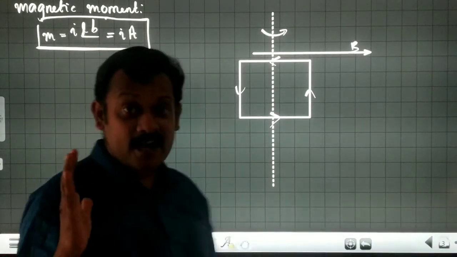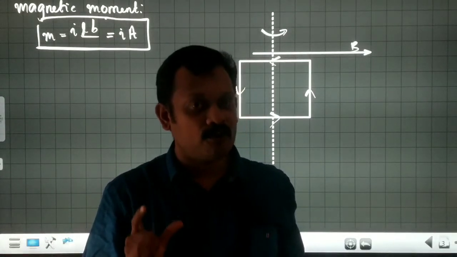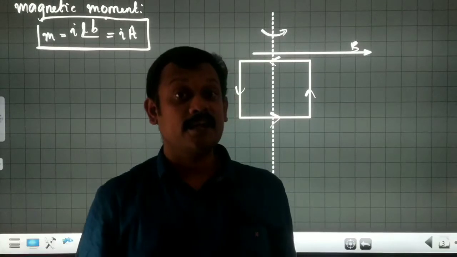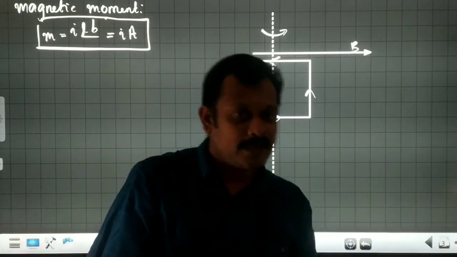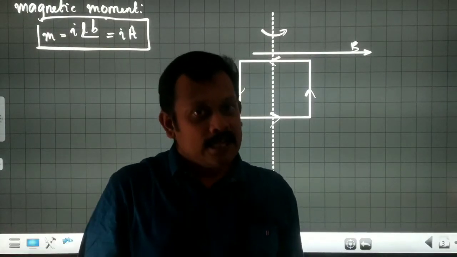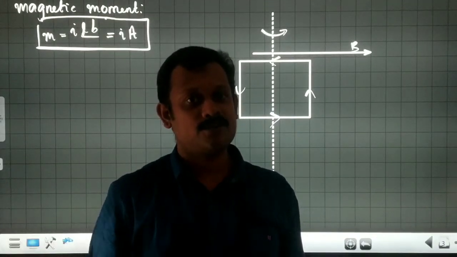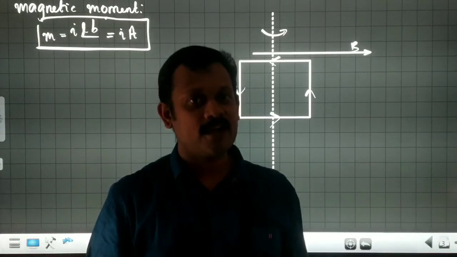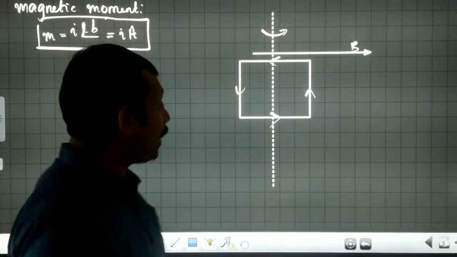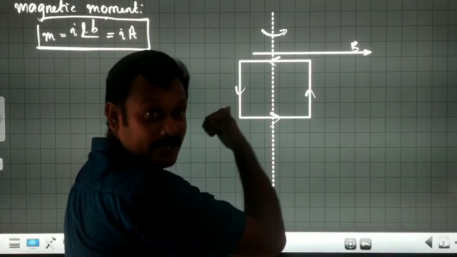If you curl the fingers of your right hand in the direction of current, the thumb will represent the direction of magnetic moment. So we repeat it: curl the fingers of your right hand in the direction of current, and the thumb will represent the direction of magnetic moment. So here the magnetic moment is out of the plane of the board.